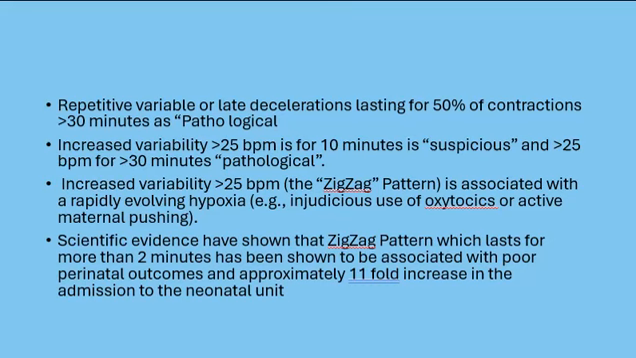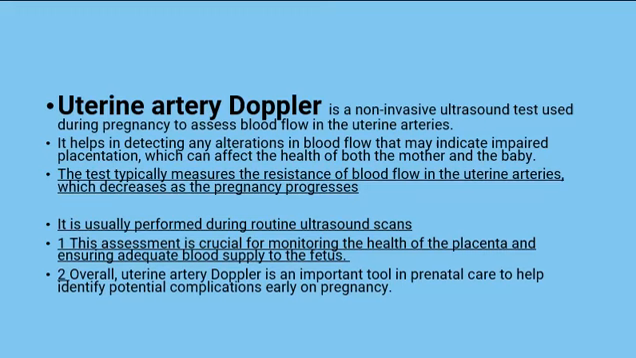Ultrasound Doppler. Uterine artery Doppler is a non-invasive ultrasound test used during pregnancy to assess blood flow in the uterine arteries. It helps in detecting any alterations in blood flow that may indicate impaired placentation, which can affect the health of both the mother and the baby.